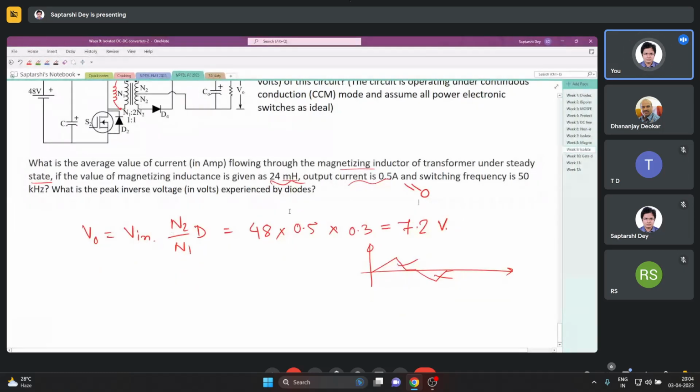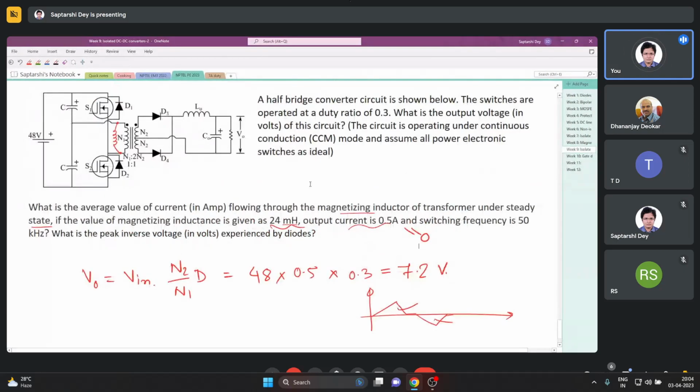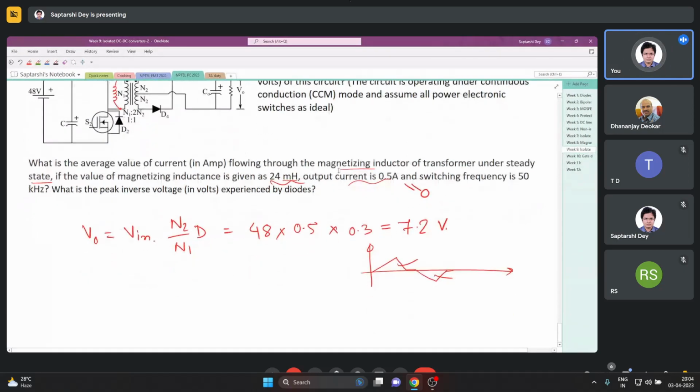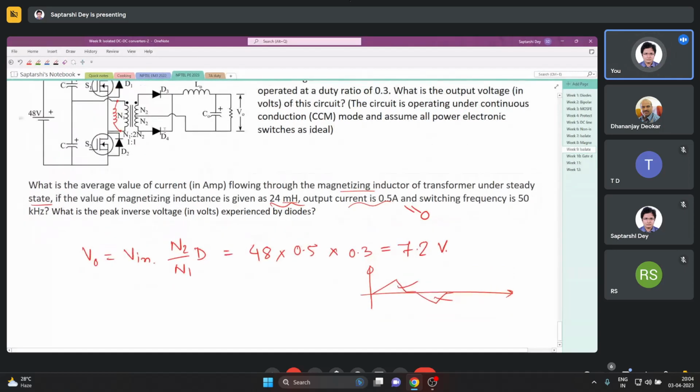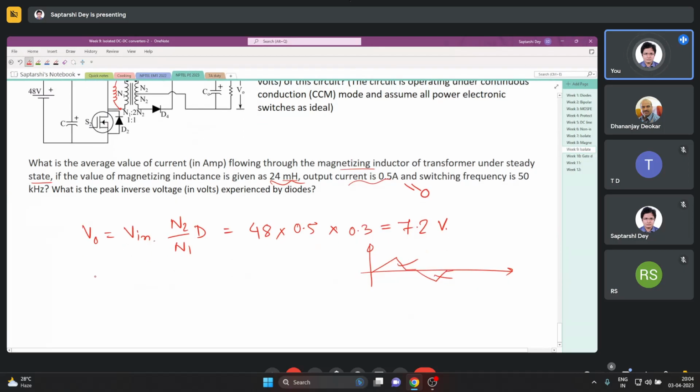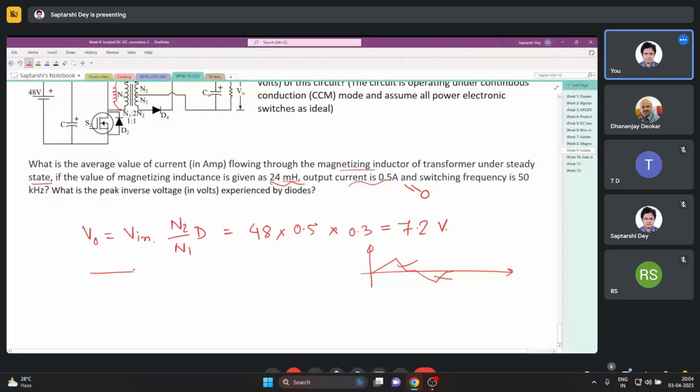What is the peak inverse voltage experienced by the diodes? So when does a diode experience peak inverse voltage? When it is off. So maybe we will take the situation when D4 is off. D4 is off means D3 is conducting. There is no situation where both of them are off. So if D4 is off, then the circuit looks like this.